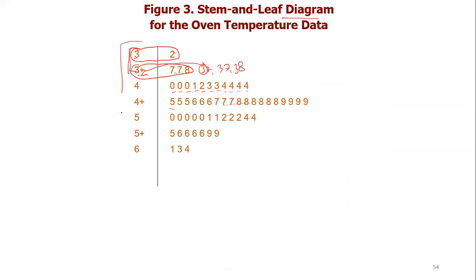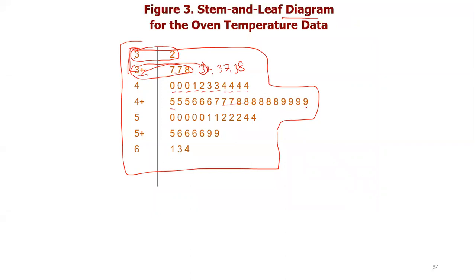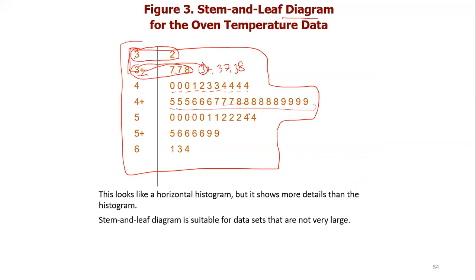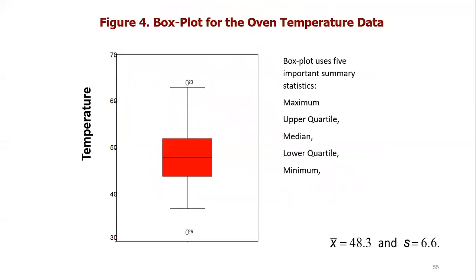Again, this is the vertical version of a histogram. But the thing is that, as you can see, as the number goes up, it's very hard to construct this stem and leaf diagram. So this stem and leaf diagram is only suitable for data sets that are not very, very large. Okay.